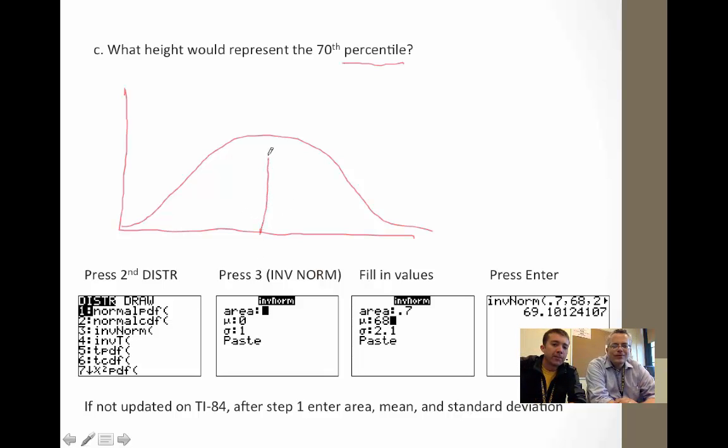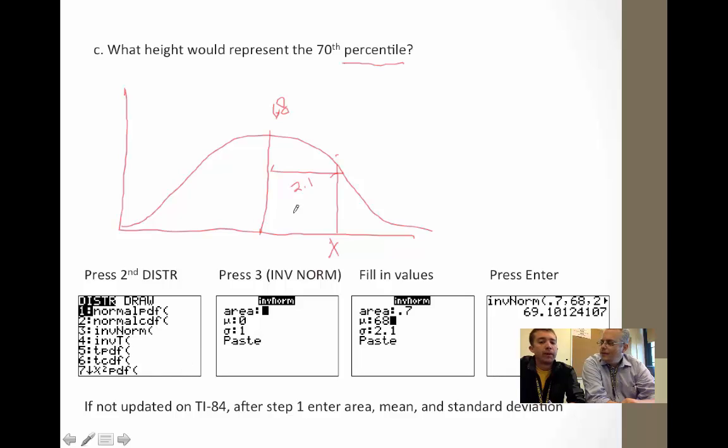We always include the mean and standard deviation. Here's our mean, 68, and our standard deviation, 2.1. The 70th percentile is more than half, so we know it's somewhere to the right of the mean. You could probably ballpark what the 70th percentile is, but we want to know the cutoff value. So let's draw a line where we estimate 70% is and put an X down here on the bottom.